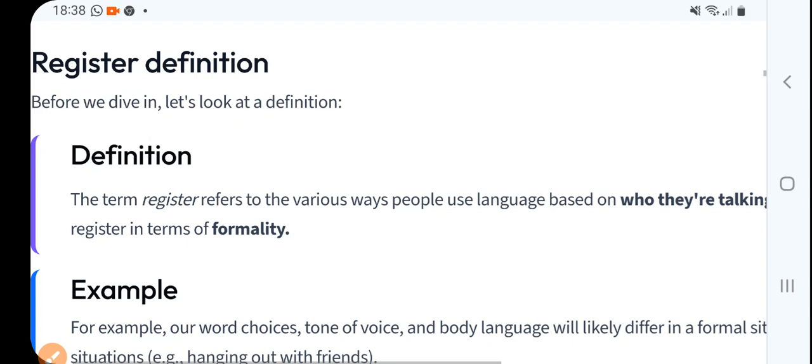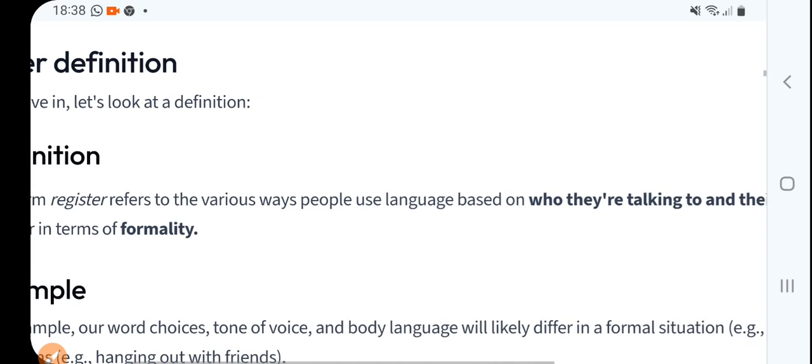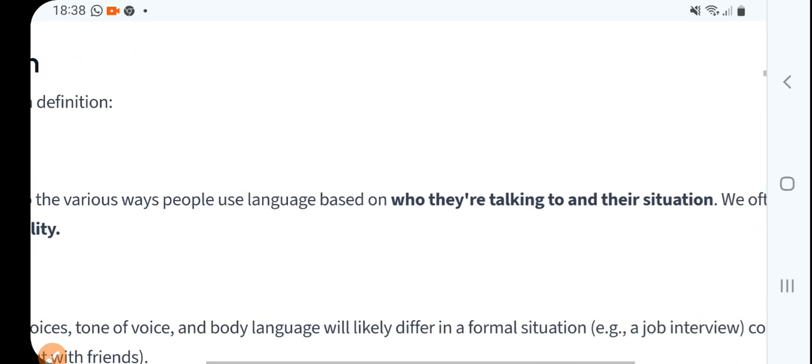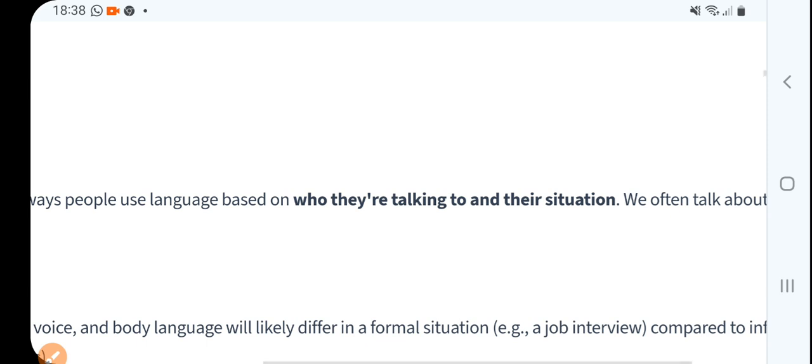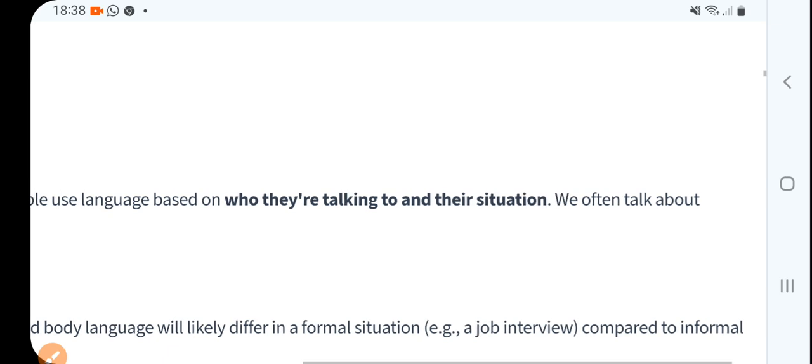The term register refers to how various people use language based on who they are talking to and their situation. That means the audience, reader or listener. And what's the situation? Two things matter. First is the listener and second is the situation. So for a particular situation, we use particular kinds of words, or we talk in that way, right?